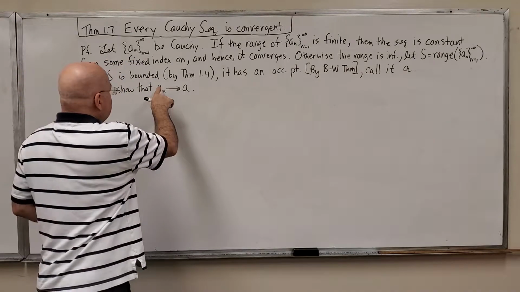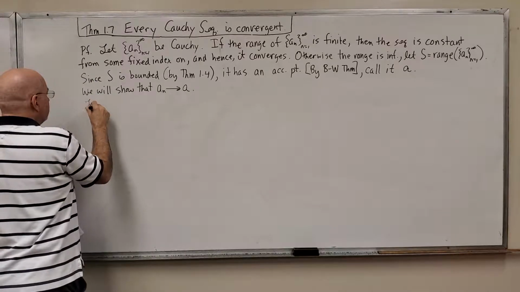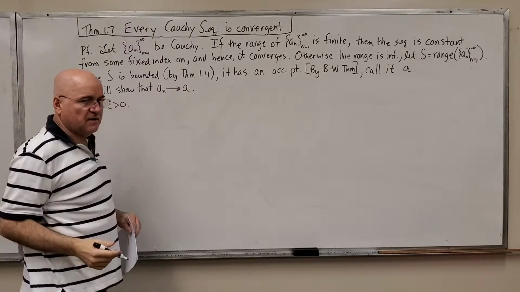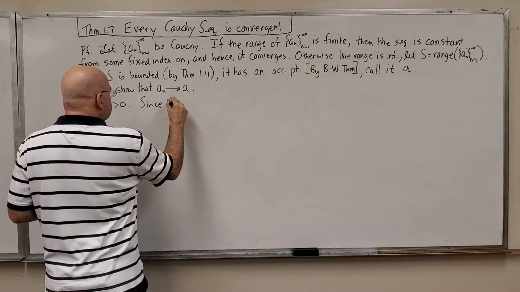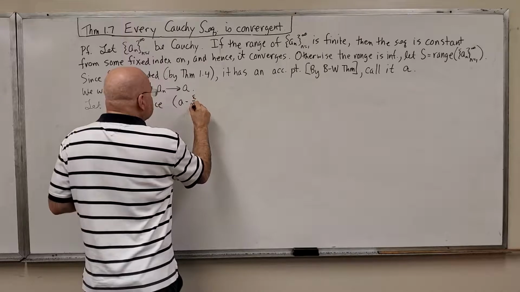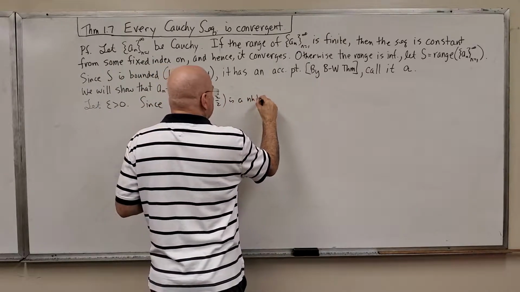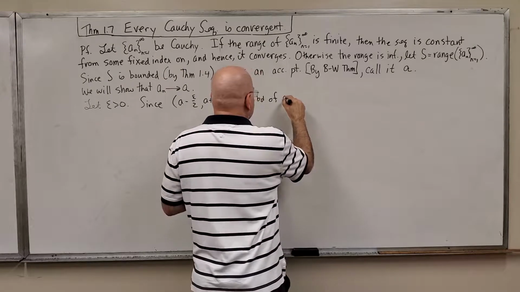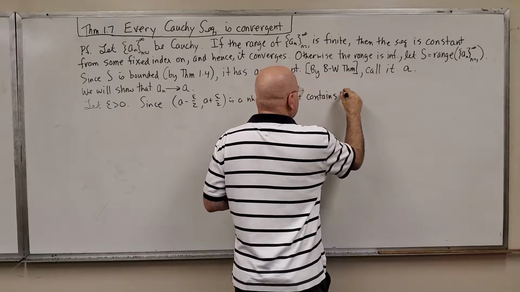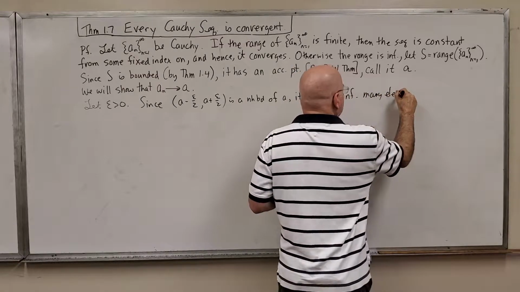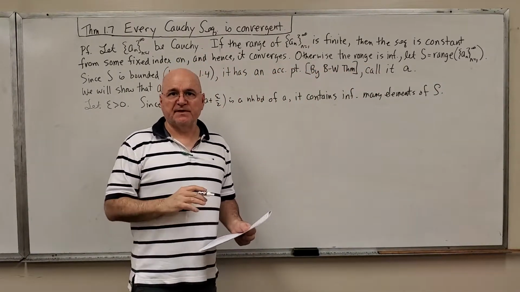Okay, we are going to show that the sequence a_n converges to that number a. So to show convergence, as always, we start off with let epsilon greater than 0 be a given number. Since the interval a minus epsilon over 2 to a plus epsilon over 2 is a neighborhood of a, it contains infinitely many elements of S. Why is that? By definition, a is an accumulation point of the set S.